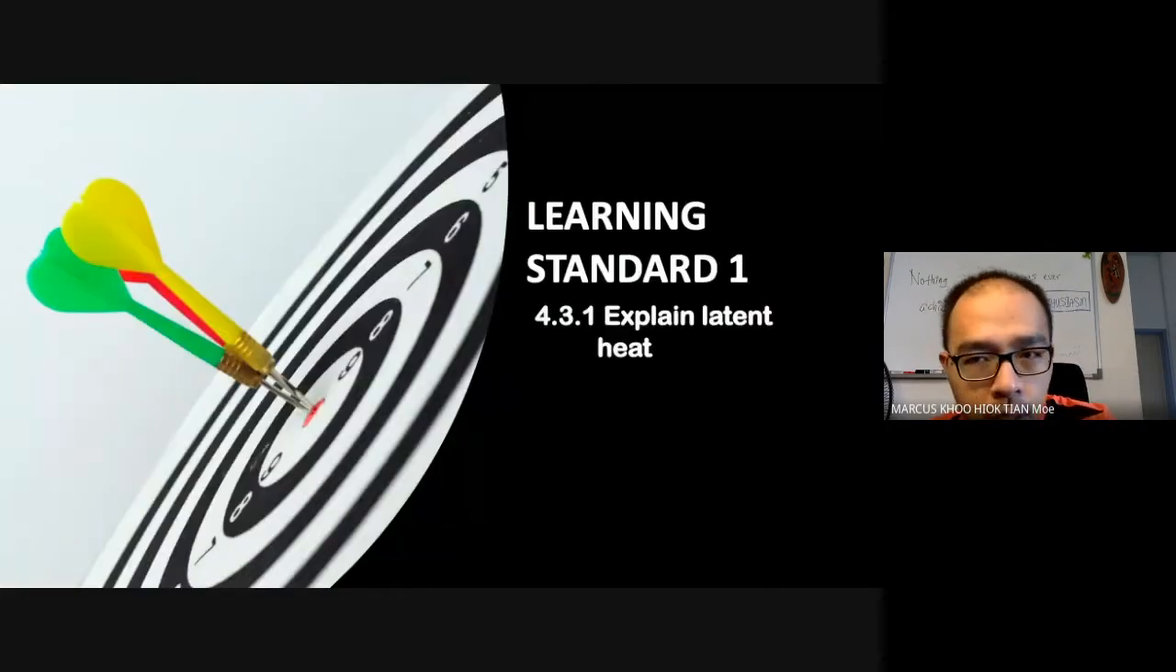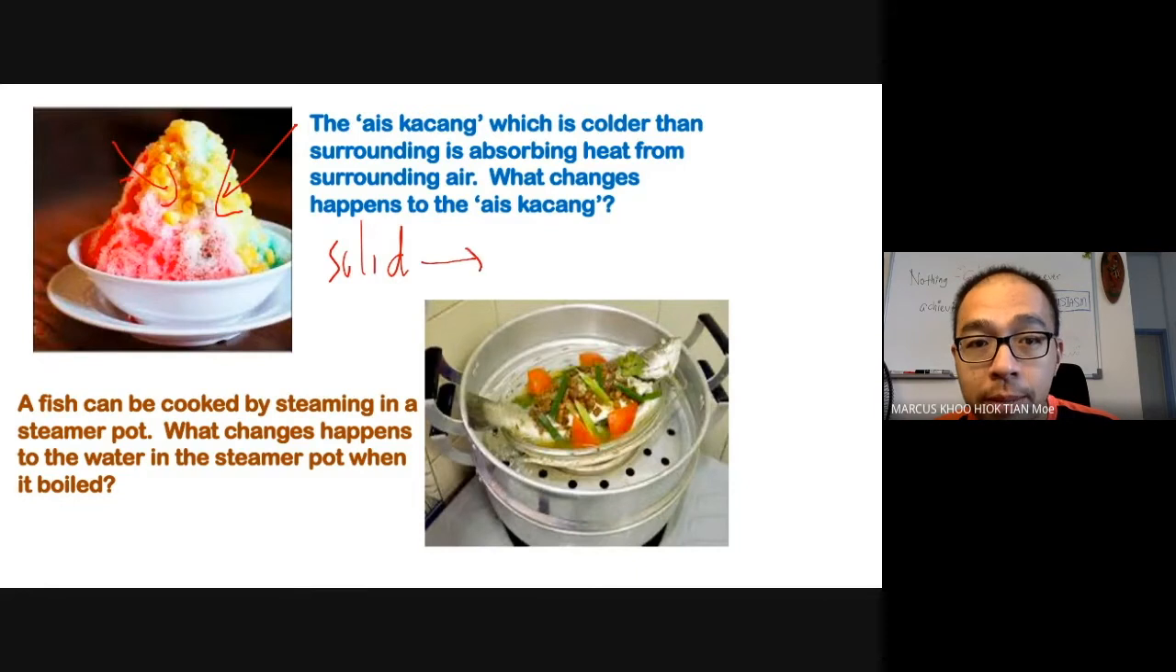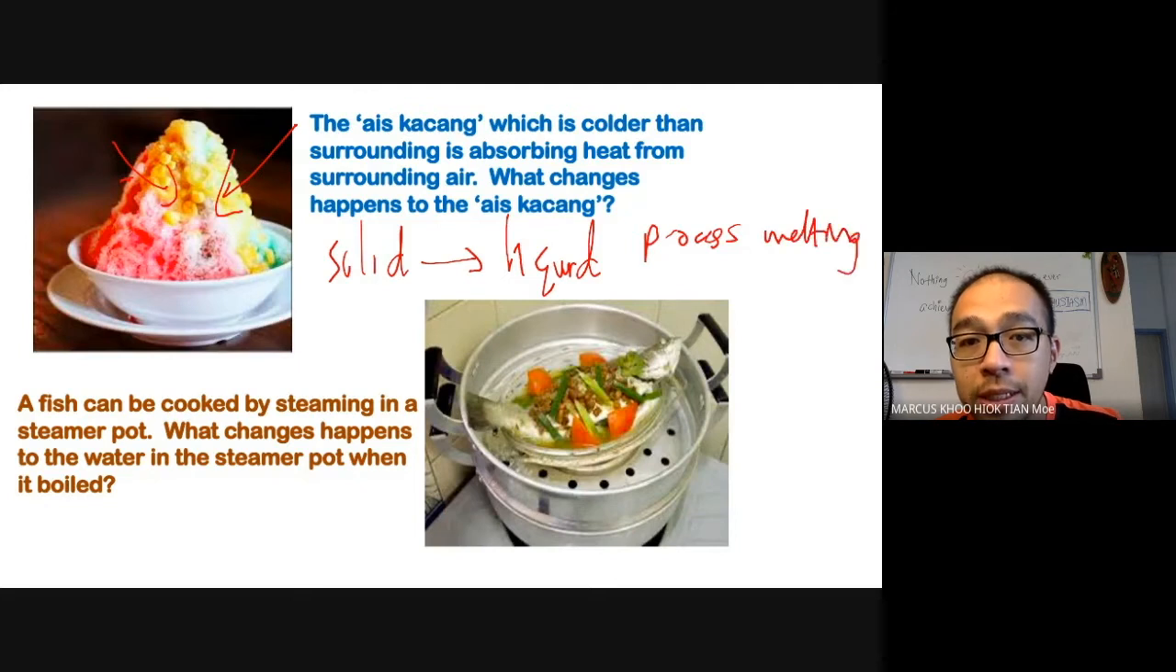So let's begin. The ice kacang in this case, which is colder than the surrounding, is absorbing heat from the surrounding air. Of course, we notice that the change that happens to the ice kacang is that it changes from solid to liquid, and it melts. It becomes liquid from solid through the process of melting. The process is called the melting process.